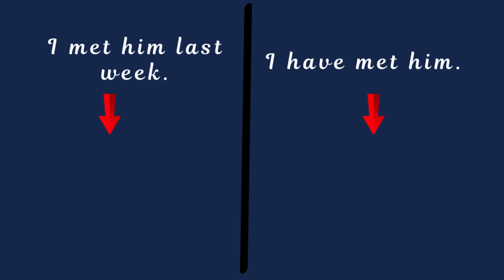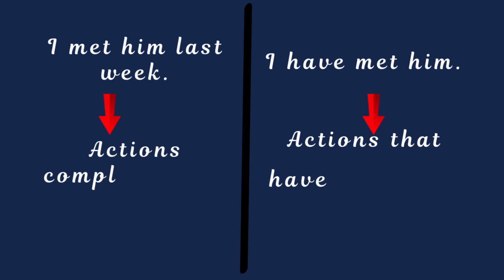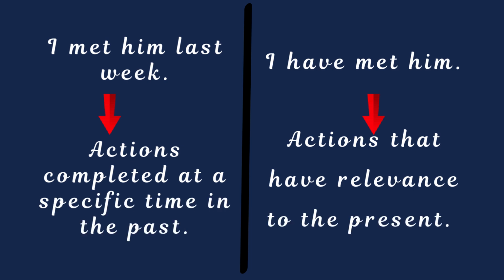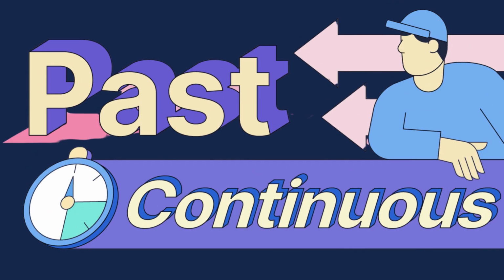For example, I met him last week. The present perfect tense, on the other hand, is used for actions that have relevance to the present. For example, I have met him. It's about connecting past actions with the present. Moving on, let's explore past continuous tense.